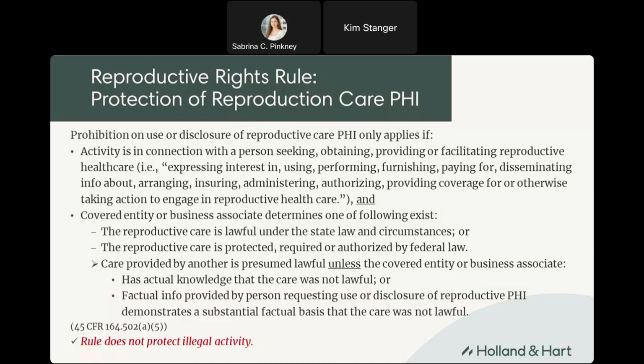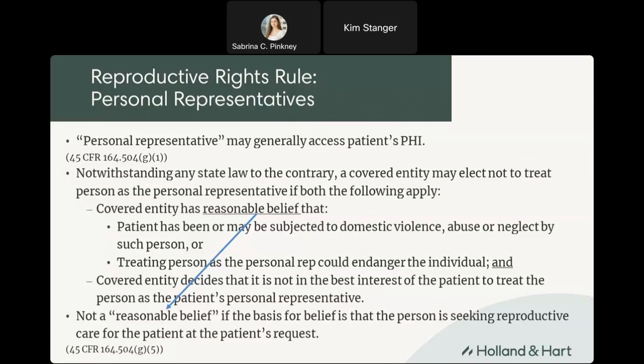Now, the statute contains a presumption so that reproductive health care is presumed to be lawful unless the covered entity or business associate has actual knowledge that the care was not lawful, or the factual info provided by the person requesting the information shows that it was not lawful at the time. So, backing up here, if they're seeking information about reproductive health care that was illegal, then this rule doesn't apply. On the other hand, if they're seeking information about reproductive healthcare that was legal where it was provided, then this rule does apply and it generally prohibits you from making that disclosure.